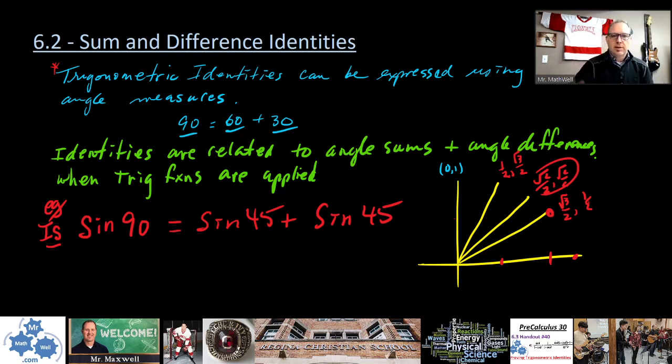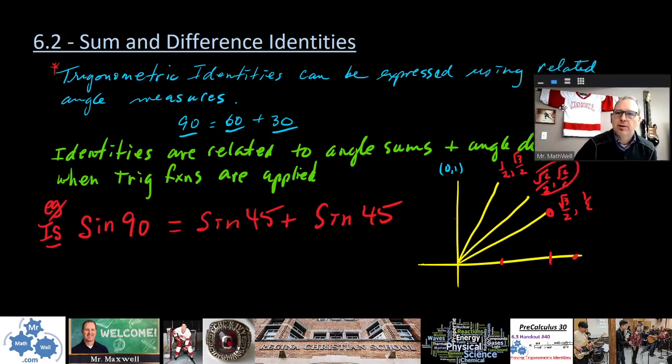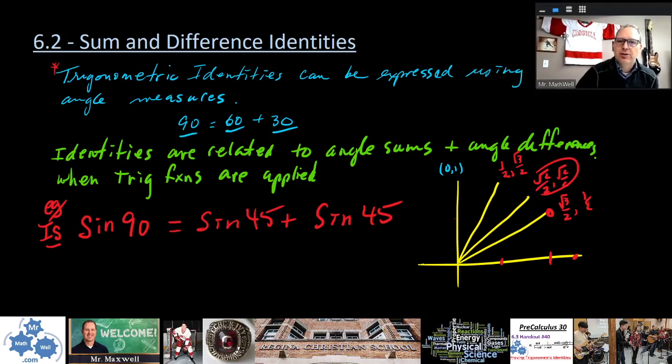All right, so sum and difference identities here. Sum is adding, difference is subtracting, okay? So trigonometric identities can be expressed using related angle measures. Related angle measures. What does that mean? Well, obviously 90, for example, can also be equal to 60 plus 30.